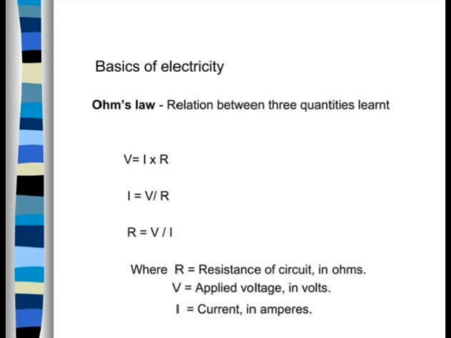So, next is ang basics of electricity. So, first, atong i-discuss what is Ohm's law. So, Ohm's law is a relation between three quantities. So, mao na siya ang iyang formula. V is equal to I multiplied by R. The R here stands for resistance of circuit in ohms. The V is applied voltage in volts. And the I is current in amperes. So, voltage is equal to current multiplied by resistance.